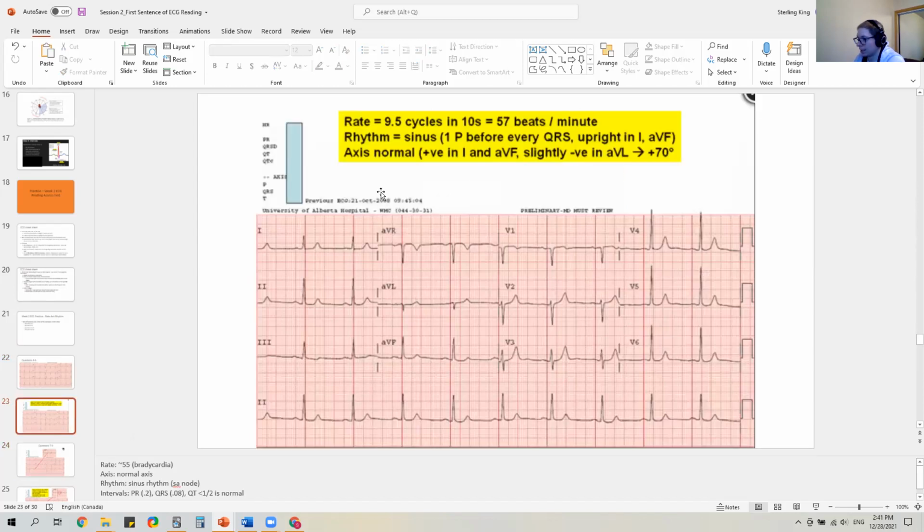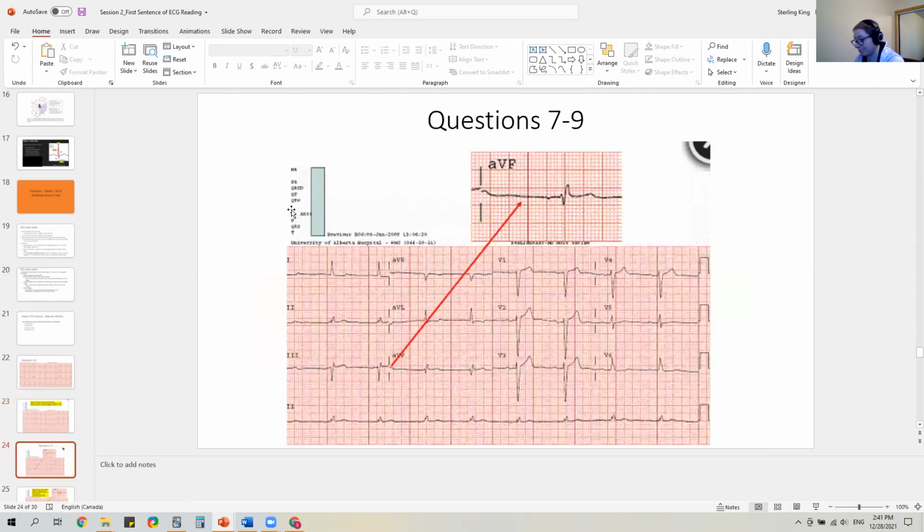It does note that the axis is like positive 70. I guess if you want to be an electrophysiologist or go further into cardiology, you should know that. Otherwise, just know where the general area is. All right, questions 7 through 9. So let's do this again. Rate, axis, intervals, and rhythm.